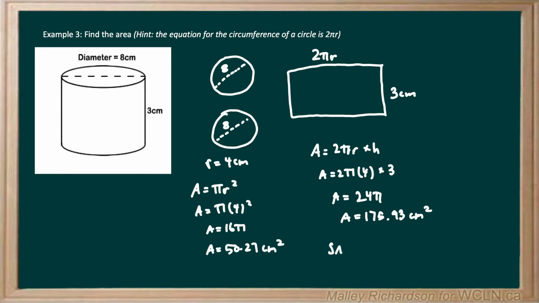Now to find our surface area, we want to add up all these areas of our faces. So we have 50.27 centimeters squared plus 50.27 centimeters squared plus 175.93 centimeters squared. So we get our total surface area.